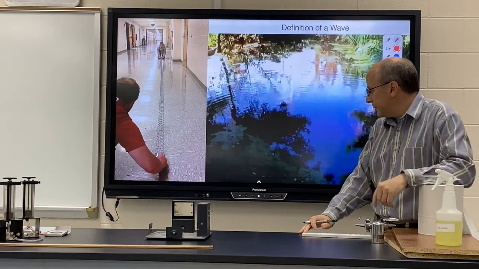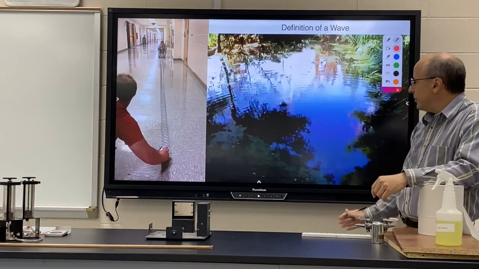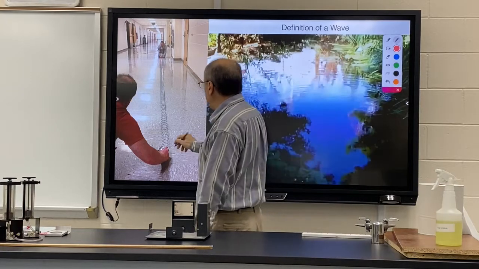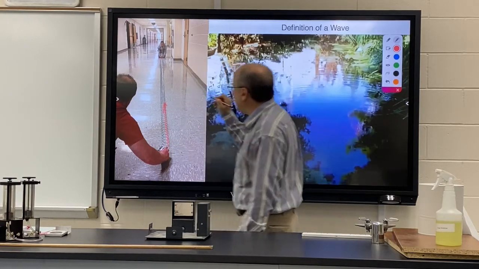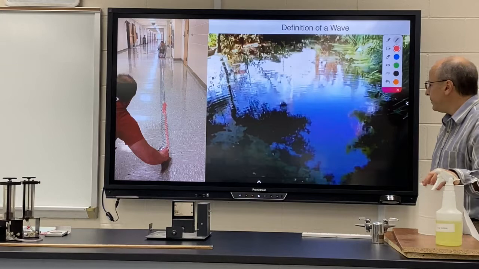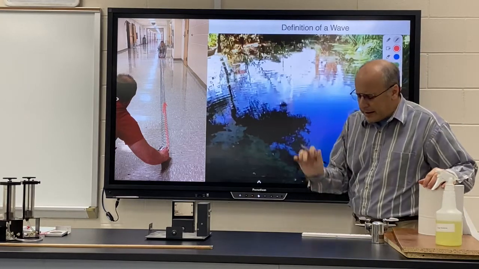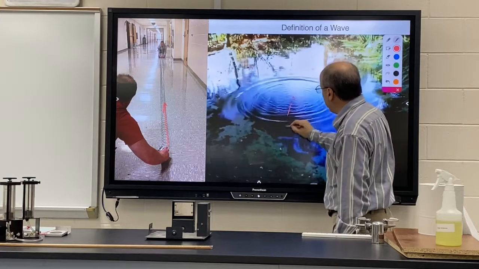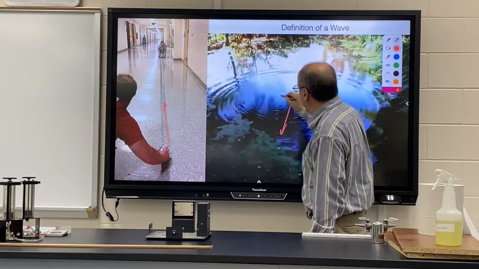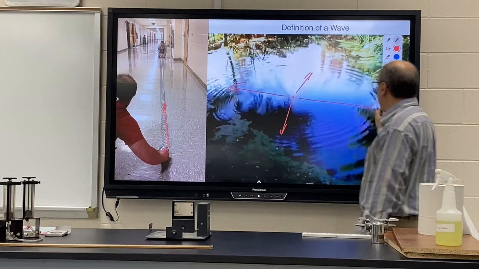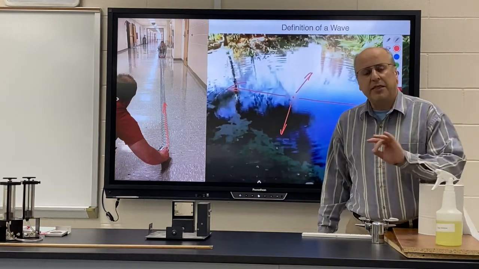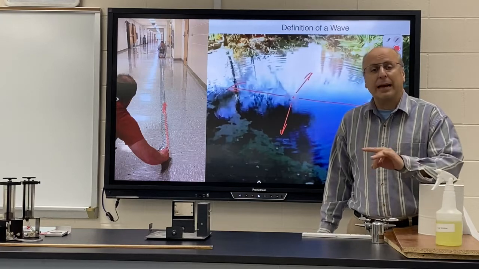So if you watch Mr. Manton, he sends a disturbance through the slinky. The disturbance doesn't stay localized, but propagates along the slinky. We're going to throw a rock into the pond. The disturbance that happened right here travels through space and time. Realize it is a transfer of energy, not a transfer of matter.